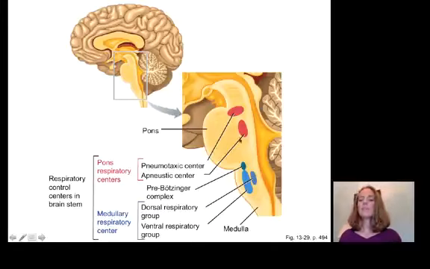So this is the location of those regions. So the pons, remember, is sort of our belly region. If we look at the brainstem and the hypothalamus regions as our seahorse, the pons is up here. So these are the pneumotaxic and apneustic centers in the pons. And then here we have the dorsal and ventral respiratory centers in the medulla.